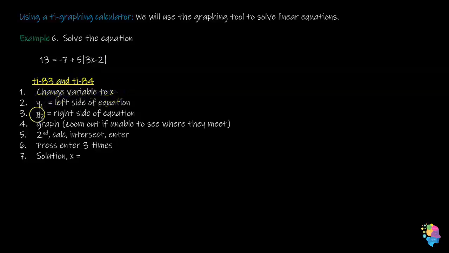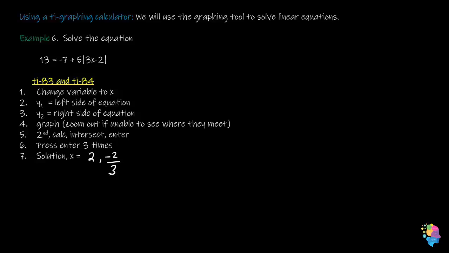We're going to use y1 and y2. In y1, we're going to write the left side, and in y2, you're going to write the right side of the equation. We're going to press graph, zoom out if we cannot see where they meet, then do second calc, intersects, enter, and then press enter 3 times, and then we'll get the solution. Now, this example showed up on the previous video on absolute values, so I already know that the solution is supposed to be 2 and -2/3. So let's see if we get the same answer.